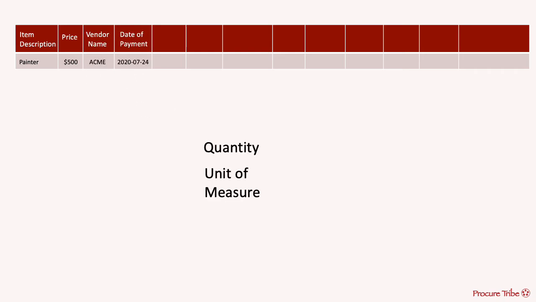Quantity and unit of measure are critical for calculating the cost per unit and are required when preparing the schedule of rates for the tender. In this example, the invoice was for $500 for 10 units of hours, which means the painter was charged at $50 per hour. 10 times 50 equals $500.